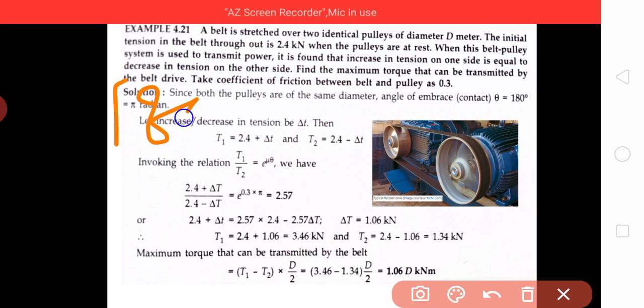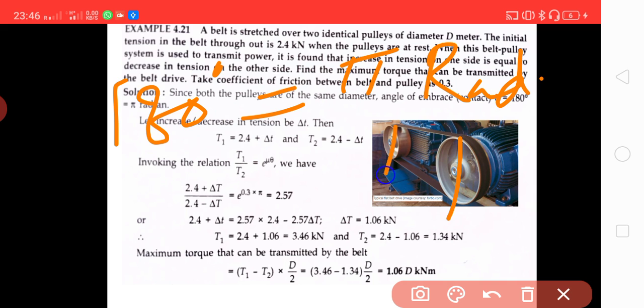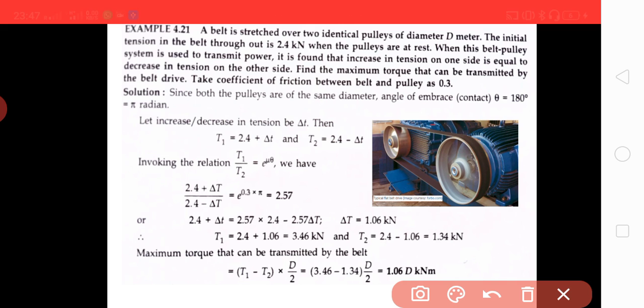180 degree equal to pi radian. Similarly for this also, this will be the arc of contact, which is equal to 180 degree or pi radian. So it comes out to be 2.57. Then it is simple mathematics which gives you the relation T2 equal to 1.34 kilonewton, or T1 becomes 3.46 kilonewton.